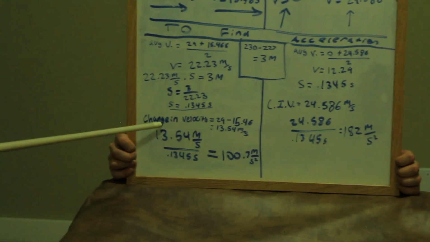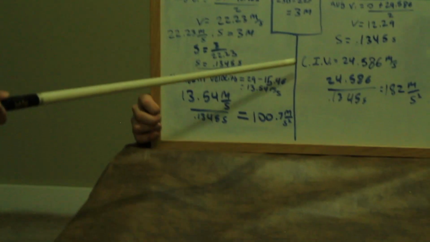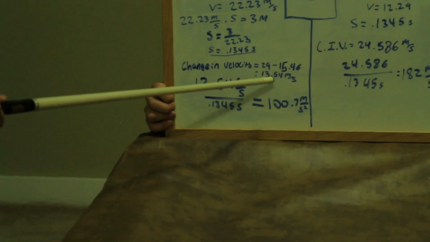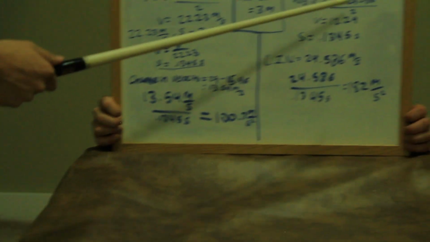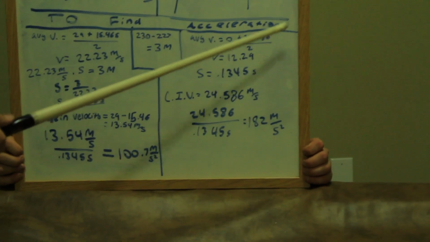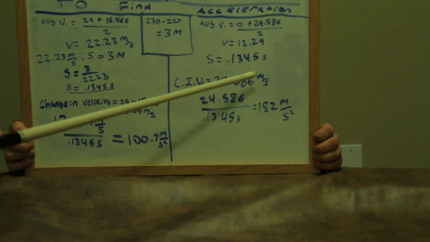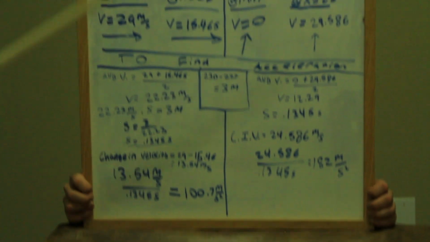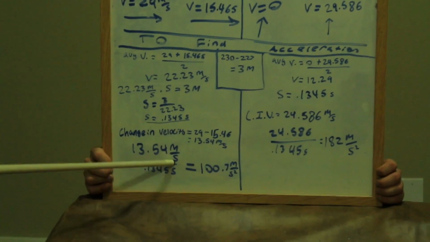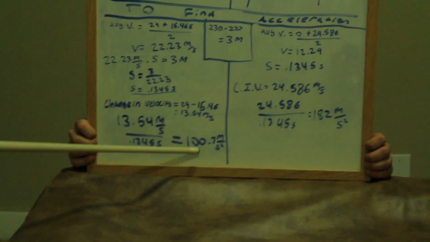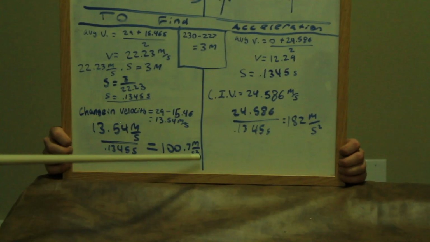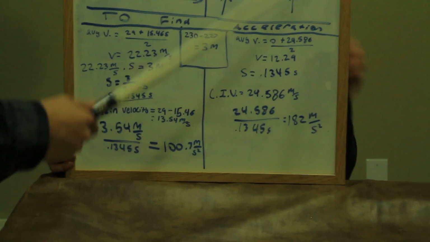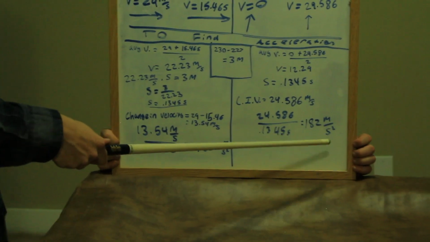So next, to find the change in velocity, it's very simple. You subtract 15.46 from 29 equals 13.4, and then 24.586 minus 0 is still 24.586. And then the last step, to find the acceleration, you take that velocity divided by your seconds, and you get 100.7 meters per second squared in the horizontal direction, and in the vertical direction, you find 182 meters per second squared.